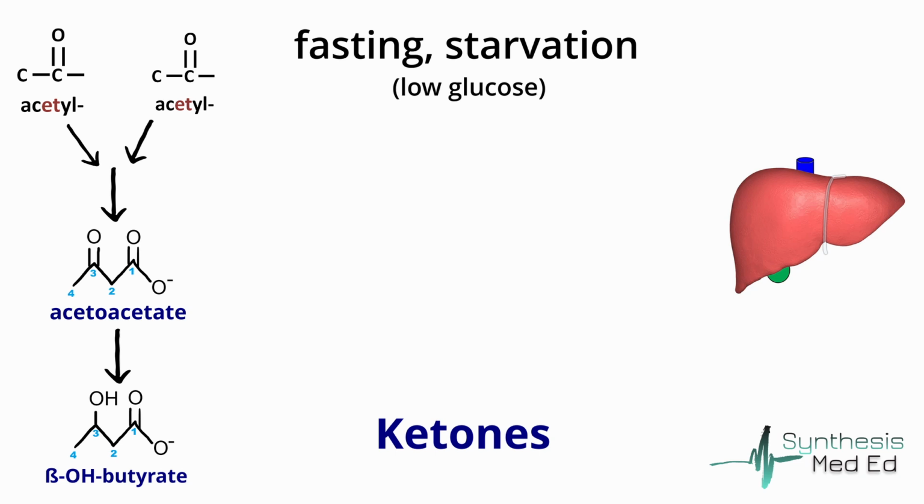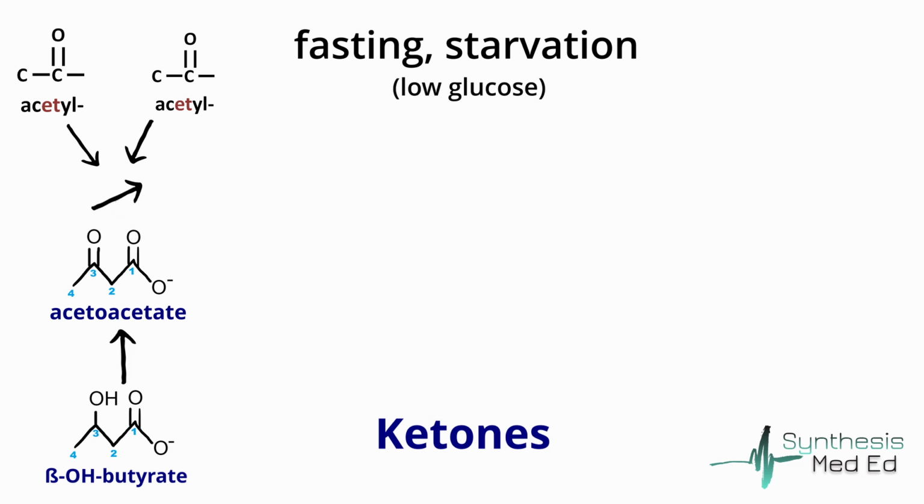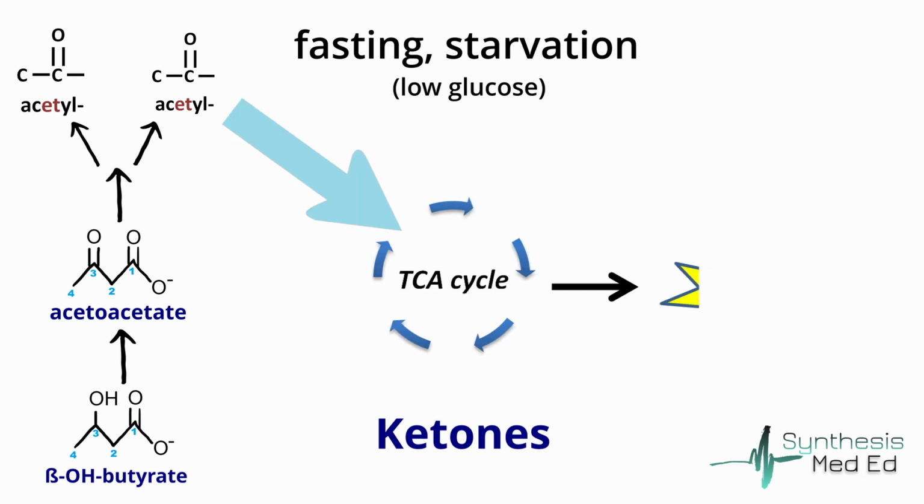Beta-hydroxybutyrate specifically can usually be measured in serum blood tests in most laboratories if ketosis is suspected. Once these ketones arrive at other tissues, they are absorbed, then broken back down into 2 molecules of acetyl-CoA. And the acetyl-CoA can then be directly fed into the TCA cycle to produce energy in the form of ATP.